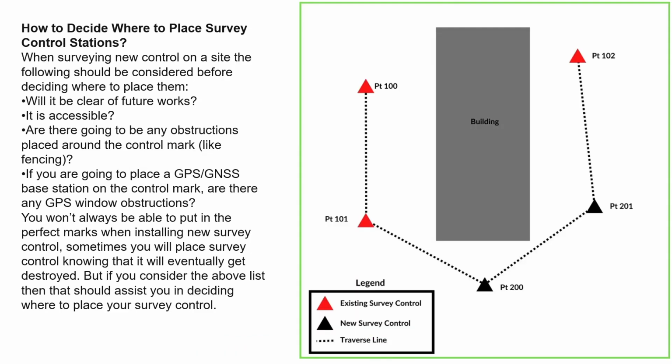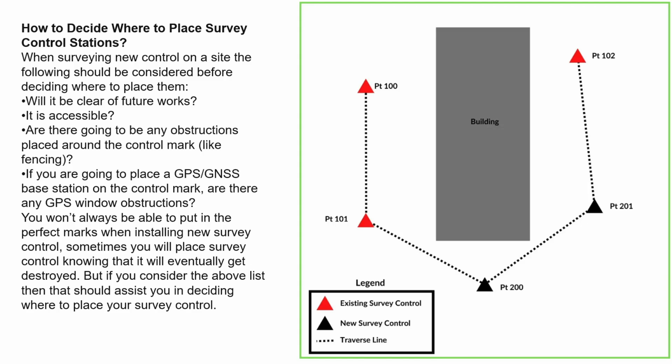How to decide where to place survey control point stations? When surveying new control on a site, the following should be considered before deciding where to place them. Will it be clear of future works? Is it accessible? Are there going to be any obstructions placed around the control mark, like fencing?